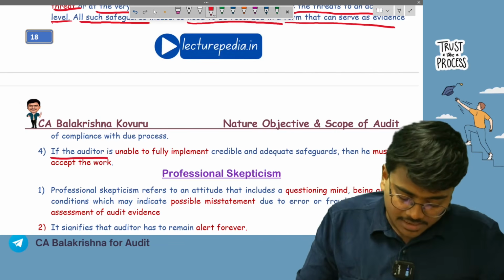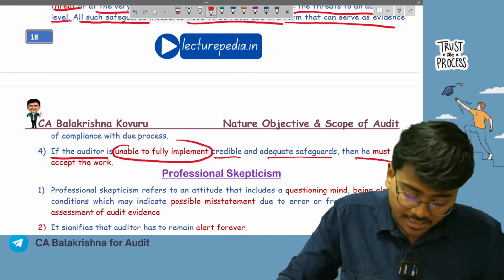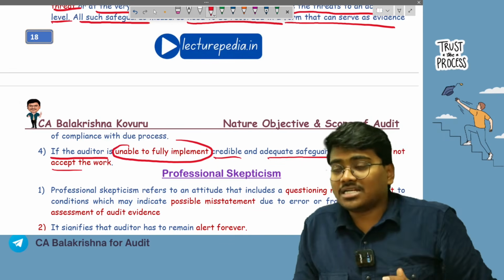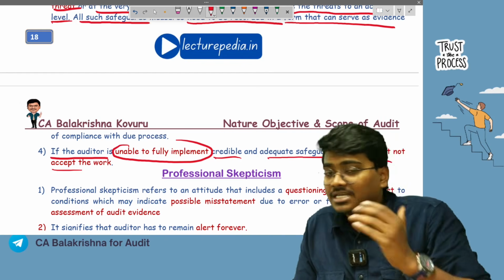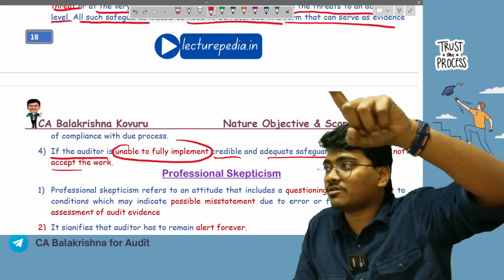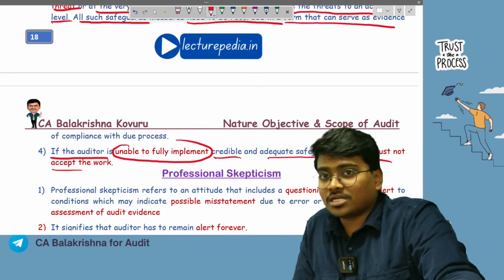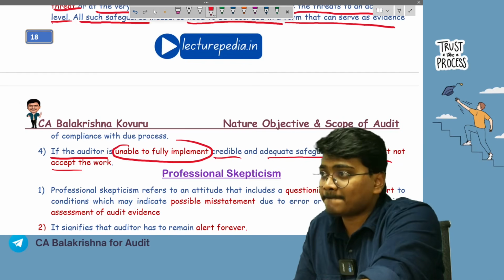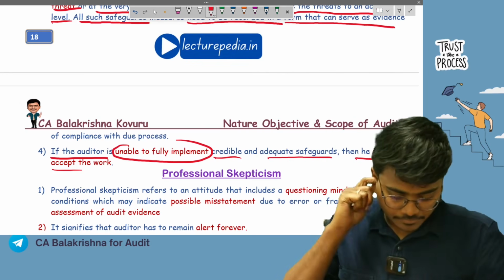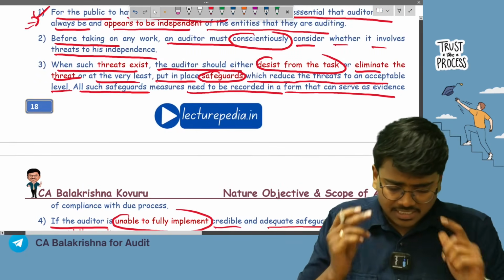Now, if the auditor is unable to fully implement credible and adequate safeguards, then he must not accept the work. Before taking the work itself, if the auditor feels that he cannot reduce or eliminate the threat, he should not accept the work. If after taking the work he comes to know that he cannot eliminate or reduce it, then he should withdraw from the engagement. So that is with respect to safeguards.